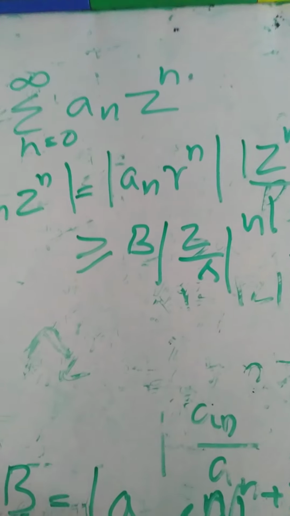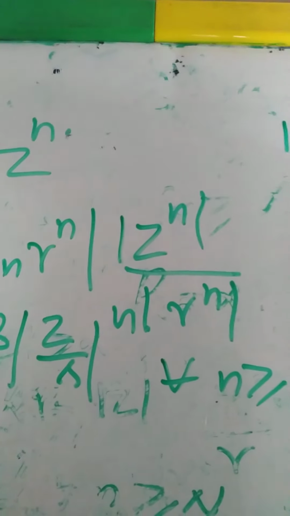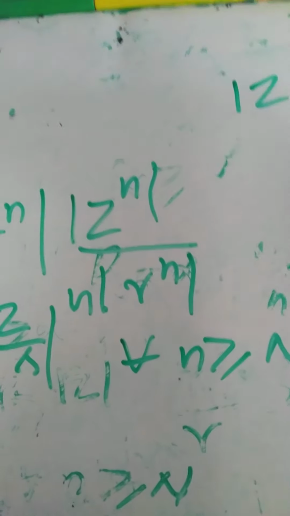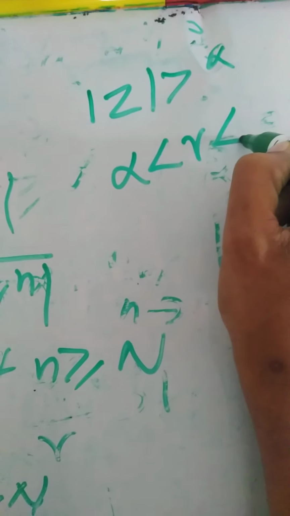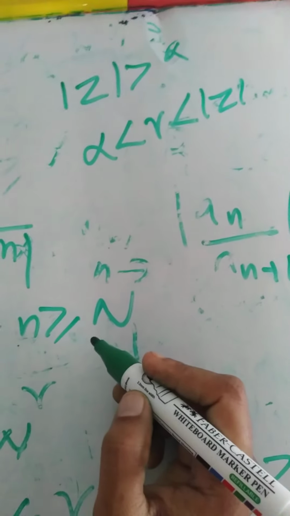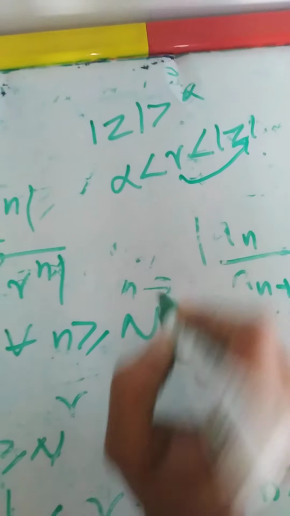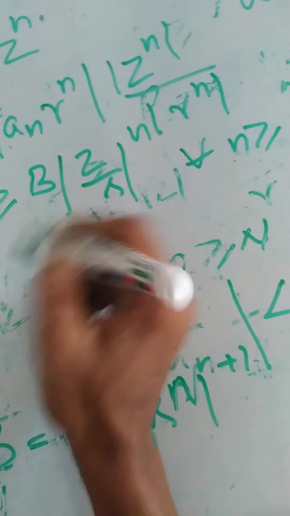What is mod z by r here? Here we take mod z greater than alpha, and r is in between, alpha less than r less than mod z. So what will happen to your mod z by r? Mod z by r is greater than 1.